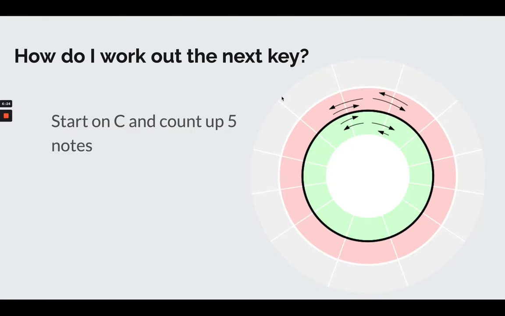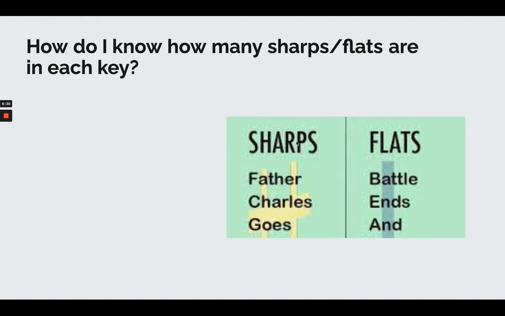So let's talk about how we know what the key signature is going to be for all of those keys. This is a great way to remember how many sharps or flats are in each key. So for a sharp key, we can remember Father Charles goes. The reason why I've cut out the rest is because we need to focus on 3 sharps and 3 flats for the exam. Now for the flat keys, to the left of our circle, we can use battle, ends, and. So sharps, to the right of our circle, Father Charles goes. Flats, to the left of our circle, battle, ends, and.